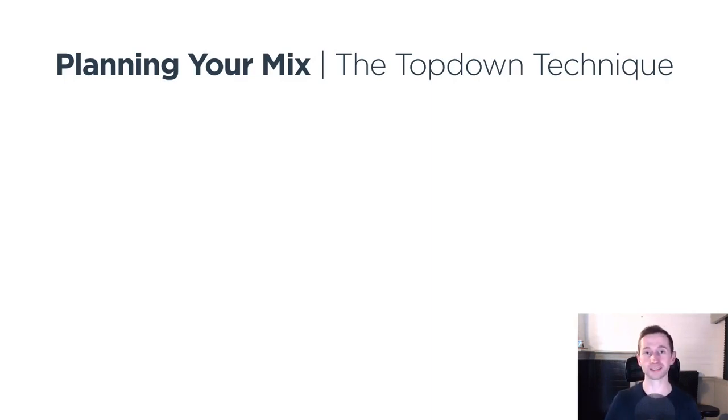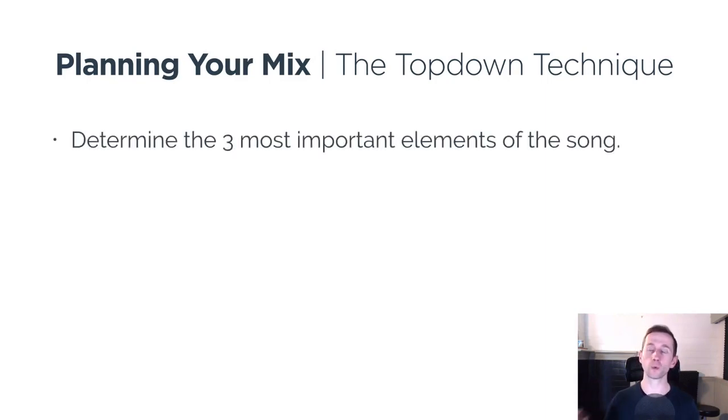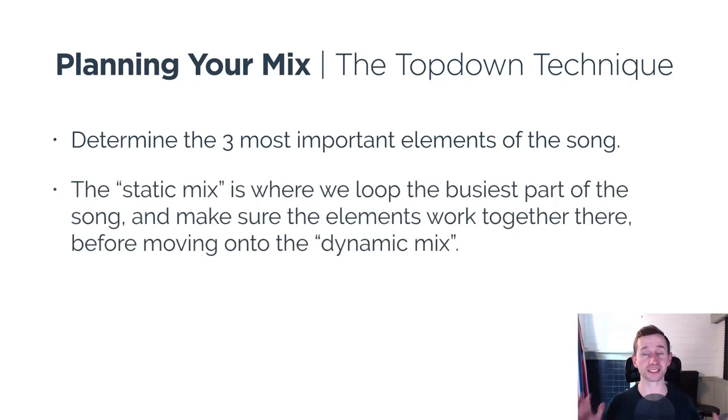If the initial gain staging is done, that's perfect. And we need to determine what the most important three elements of the song are. And this is going to be the base on which we build the rest of the mix, because it can be very easy to get overwhelmed when you've got 15, 20 tracks ready to mix and you simply don't know where to start. So the first goal of our mix is to get the static mix right.